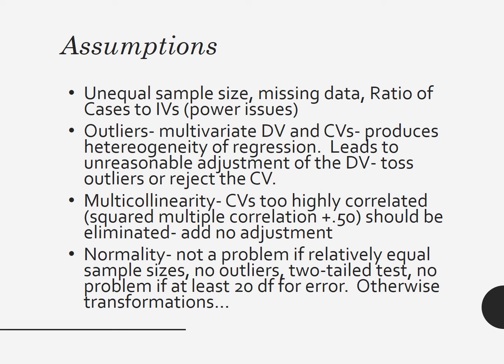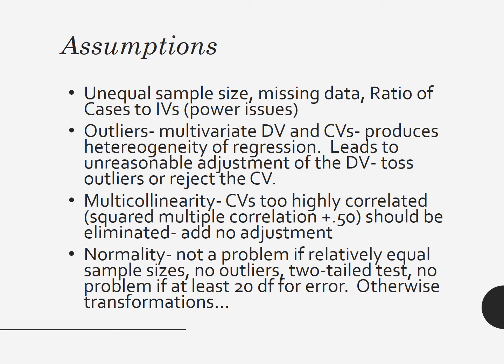You want to make sure you don't have outliers. So this is where you actually do start looking at multivariate outliers, and we will be looking at heterogeneity of regression, it's called, and make sure that we don't have an unreasonable adjustment of the dependent variable happening. So I'll talk about that later, but especially if you have too many outliers, you might have to throw out one of your covariates.